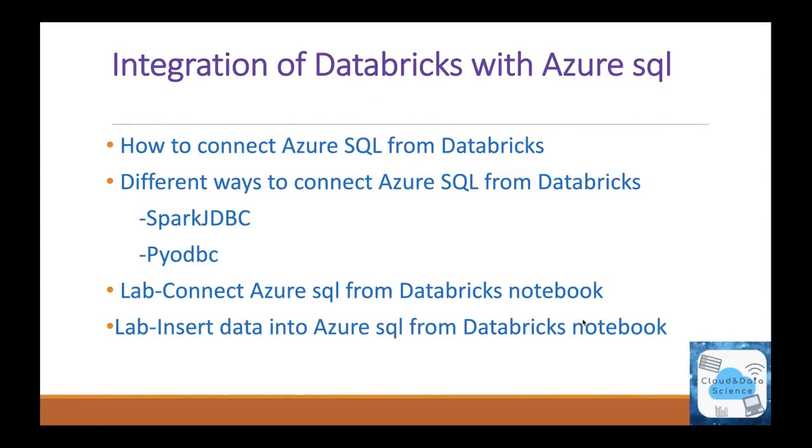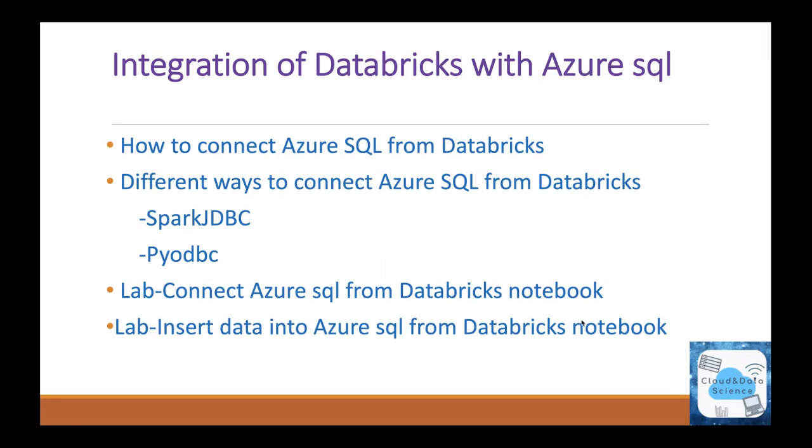Basically, there are two ways to connect to Azure SQL from a Databricks notebook. First, we can use Spark JDBC to connect to Azure SQL from the Databricks notebook. Second, we can use the MS SQL ODBC driver with PyODBC to connect to the Azure SQL database. We are going to see the lab for the connection from Databricks to Azure SQL, and finally, we are going to insert some data from the Databricks notebook and validate the data in the Azure SQL.